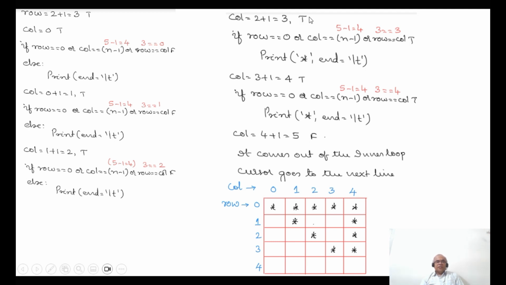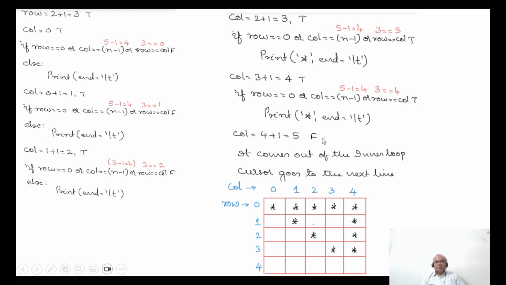2 plus 1 is equal to 3. The condition is true. If row is 3, is it equal to 0? No. Or column is equal to 4, no. Or 3 is equal to 3, condition is true. So it prints star here. Then the cursor goes to the fourth column. 3 plus 1, it becomes 4. Condition is true. Row is equal to 0, no. 3 is equal to 0, no. Then column is equal to 5 minus 1, which is 4, yes. Or 3 is equal to 4, condition is false. So if any one of the conditions is true, then it is true. So the condition enters the print function, it prints star here.